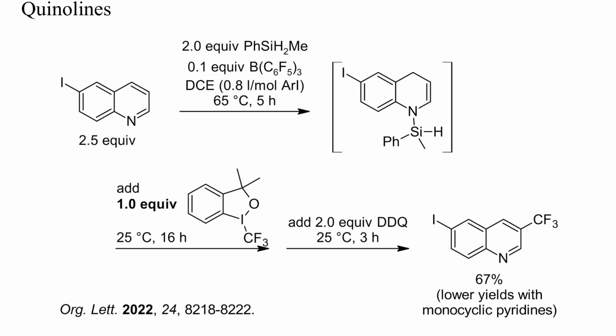Quinolines are much more reactive than pyridines. Here, a dihydroquinoline was prepared in situ by reduction with a silane. Treatment with a trifluoromethyl iodonium salt and DDQ then gave a 3-trifluoromethylquinoline. With monocyclic pyridines, the yields were lower though.